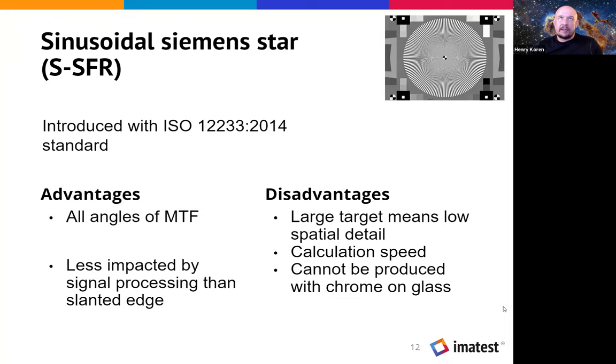The sinusoidal Siemens star was introduced in 2014. An advantage here is that it supports many different angles of MTF, and it's also less impacted by signal processing than the slanted edge. Disadvantage: the target's even larger than the wedge, so there's low spatial detail and also a low calculation speed because there are so many pixels for the target. The sinusoidal modulation is also hard to produce in unitone chart technologies like Chromon glass, which could be a problem at very close range or macro testing, where you need a high precision target.